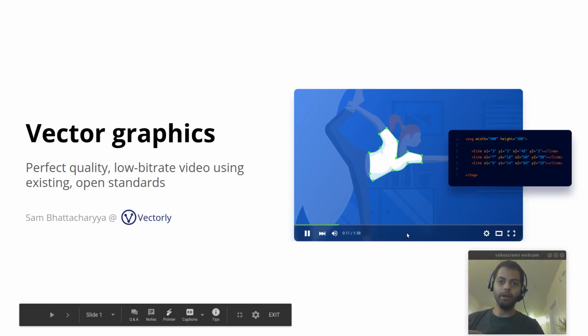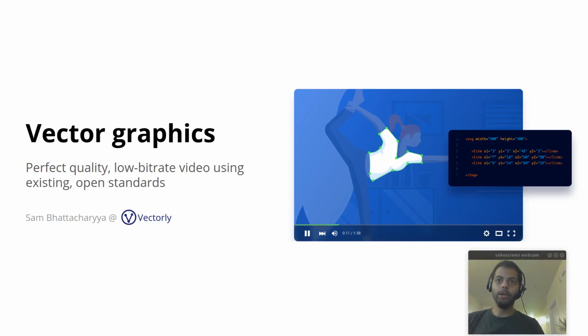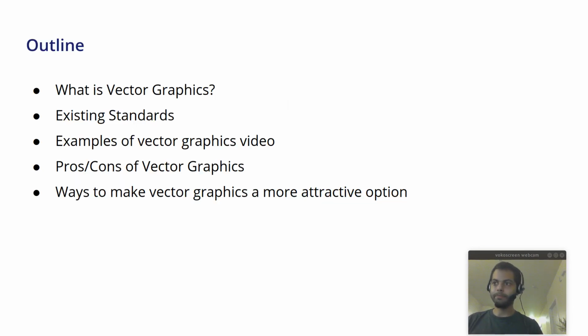I'm working on a project called Vectorly, and today I want to talk about vector graphics and its potential for delivering mathematically perfect quality video at ultra-low bit rates using open and existing standards. This is a bit of a niche topic, so I'll quickly go over what vector graphics is and review some of the standards for rendering vector graphics on the web.